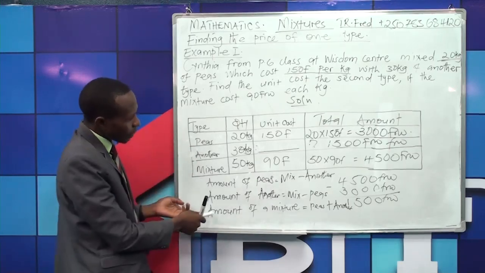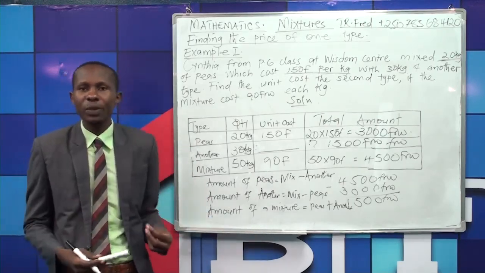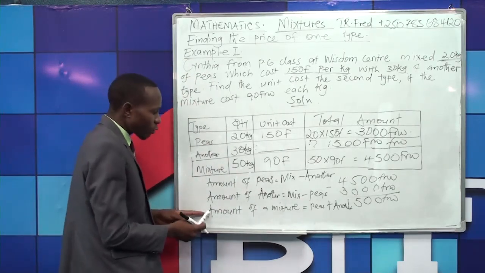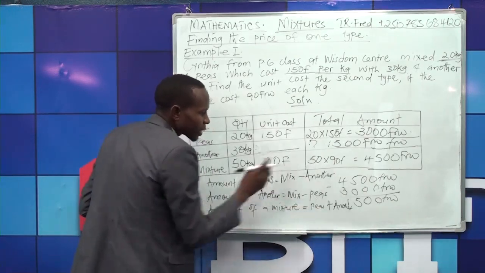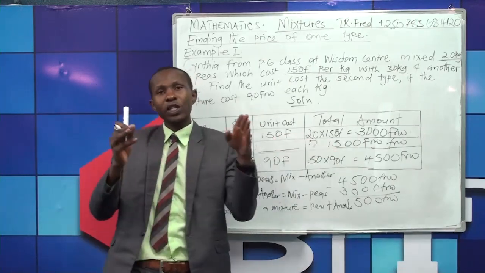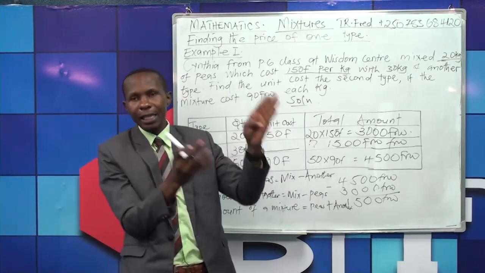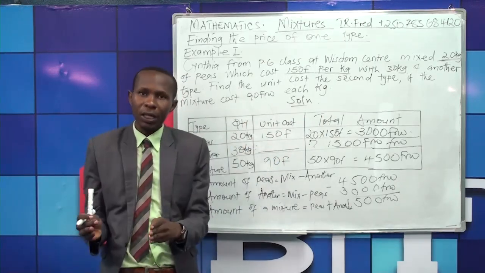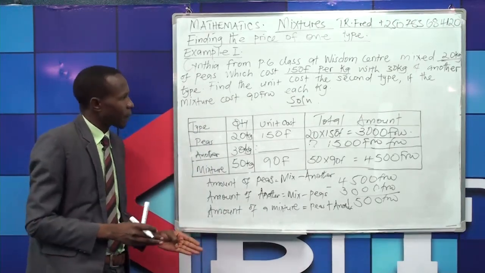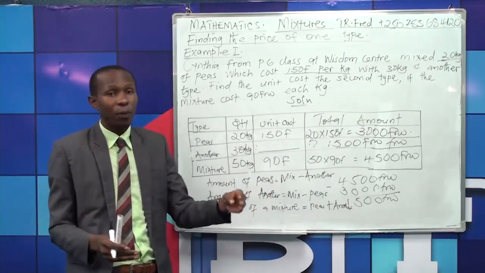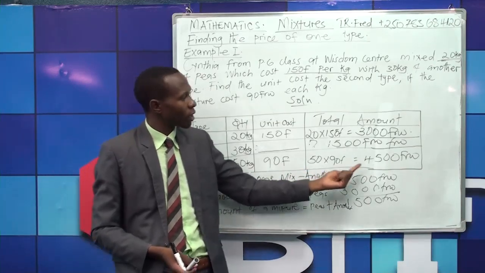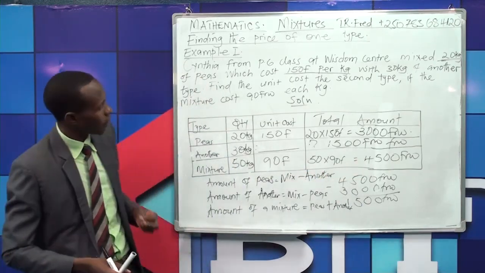But when you want to find the amount of the mixture, how much does one person spend on a mixture? What are we supposed to do? In order to find the amount that somebody spends on this mixture, we shall have to get the amount which was spent on the first type plus the amount which was spent on the second type. Our first type had 3,000. Then the second type, we have found out that this person spends there 1,500, which will give us a total of 4,500. Now let's go back to our question.